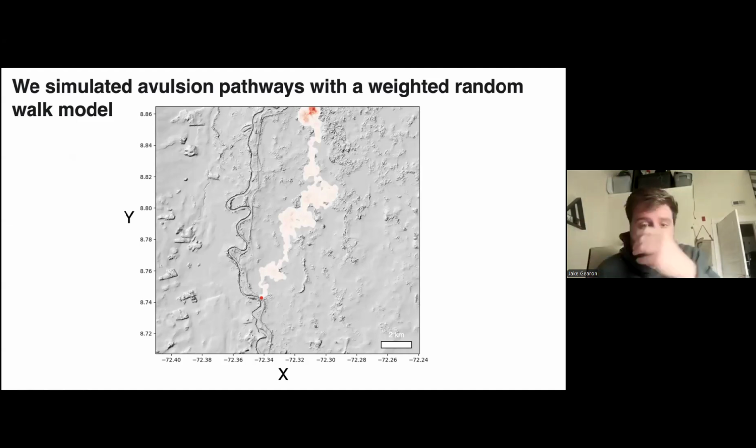You can see this pathway here. Darker colors mean that the walker or the river has been to that pixel location more often. Lighter colors mean less often. And of course, if it's not colored at all, the walker has never been there.